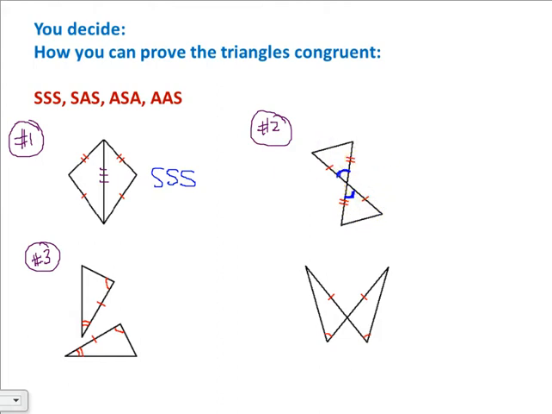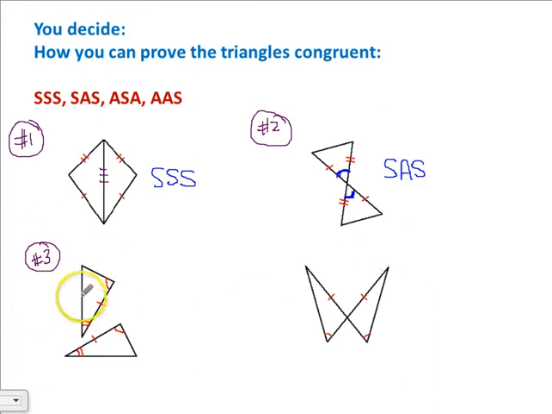Well, we've got a side, an angle, and a side. So it's really important that we are noticing that that angle is sandwiched between those 2 sides. So it's going to be side, angle, side. It would not be angle, angle, side. It's going to be side, angle, side. Good. Side with our sandwiched angle and side.